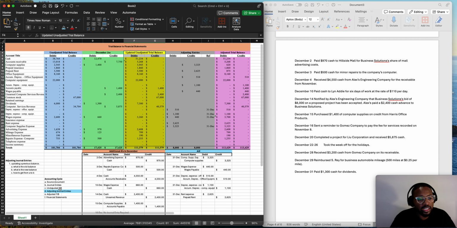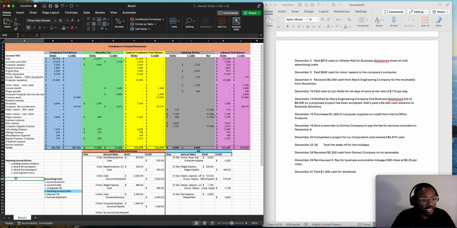So now that we have our unadjusted trial balance, we then need to do an adjusting journal entry. Well, pause. Why do we need to do an adjusting journal entry? Because there are some previous balances that need to be updated, right? So these are the current balances, but then there are some transactions that are going to occur where we then need to make an adjustment to these balances, so we have an up to date trial balance.